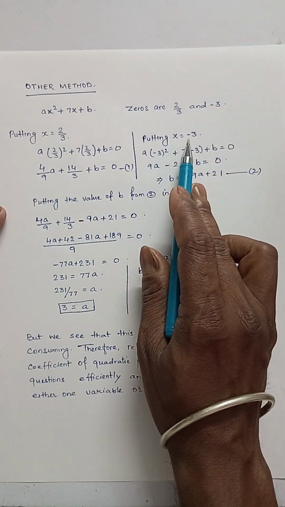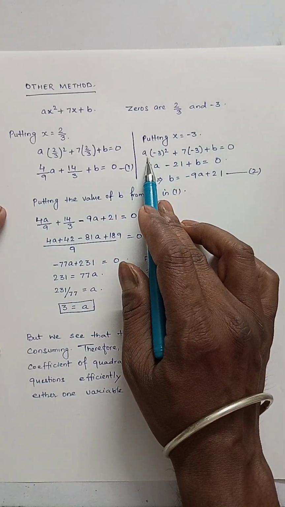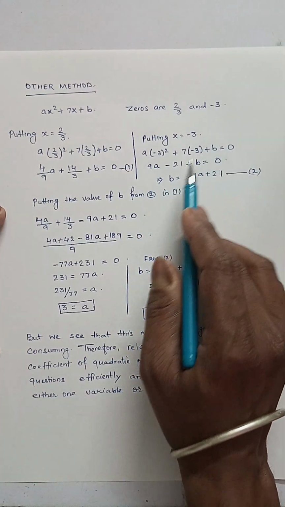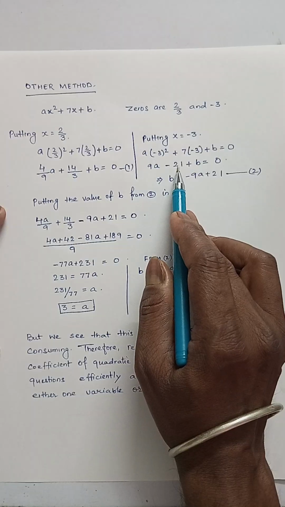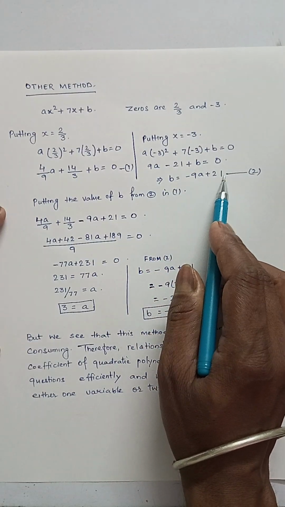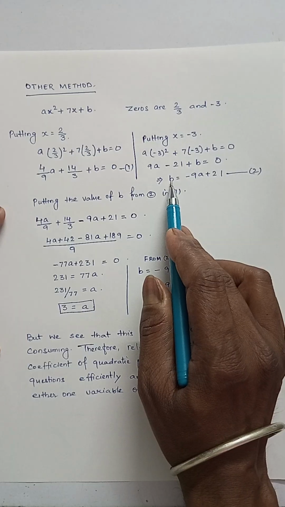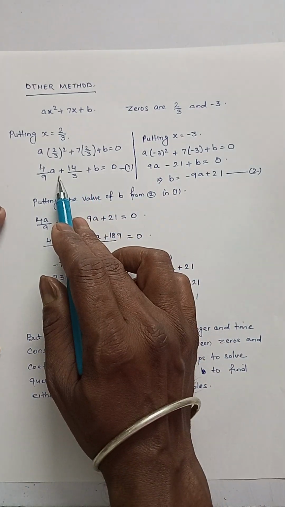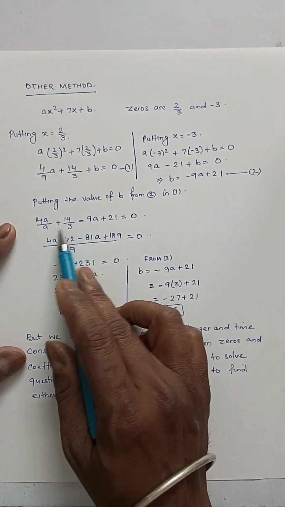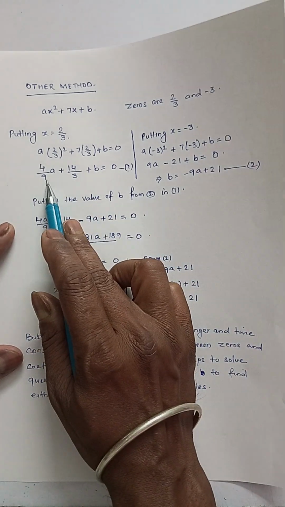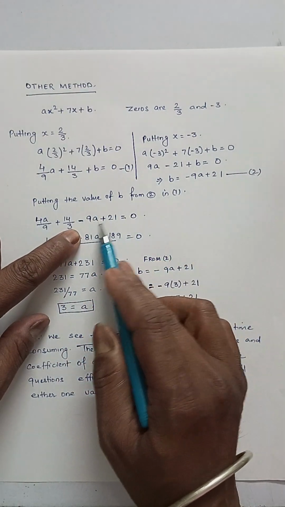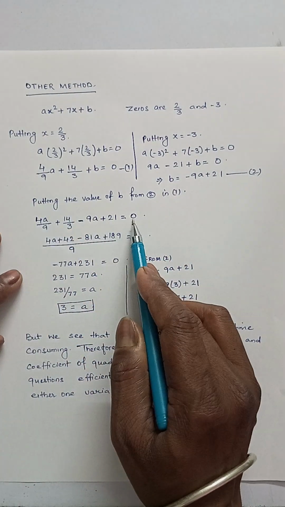And on putting x equals minus 3, we get another equation, a into minus 3 whole square plus 7 into minus 3 plus b equals 0. That is 9a minus 21 plus b equals 0, or b equals minus 9a plus 21. We have found this b in order to substitute the value of b in equation 1. So here we are substituting the value of b here: 4a upon 9 plus 14 by 3 plus the value of b, minus 9a plus 21, equals 0.